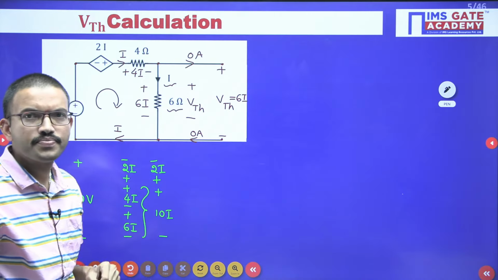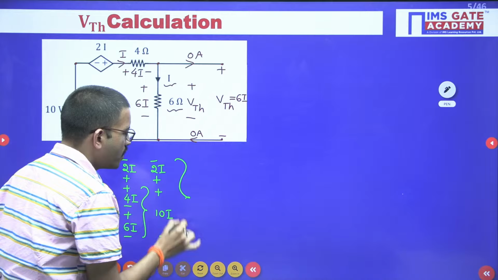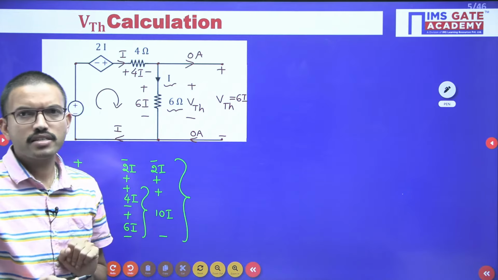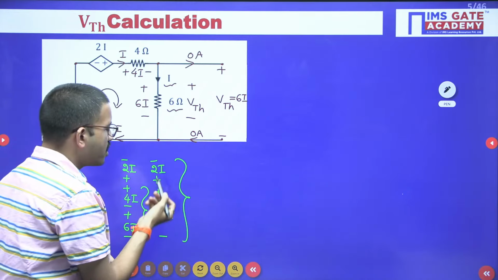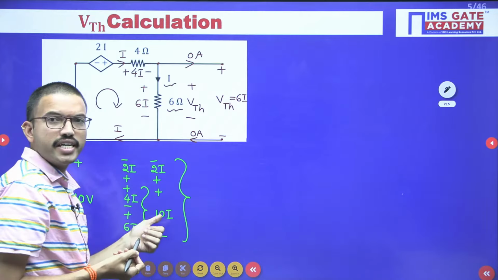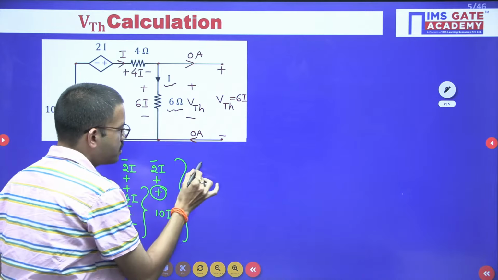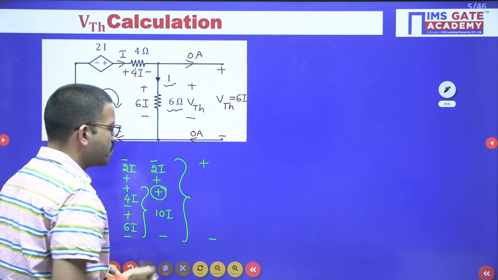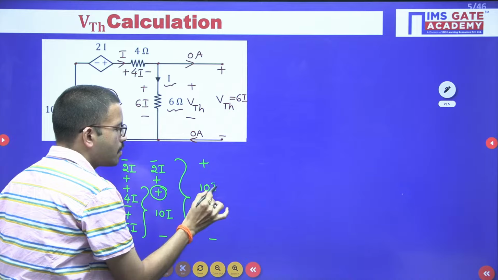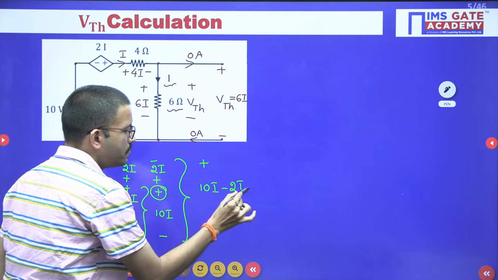Now what we have to do? Whenever polarities are opposite, we have to subtract. Okay, so here 2I is smaller, so we can subtract 2I from 10I. And we will give polarities of larger number. So that means overall polarities you are going to get plus minus. So 10I minus 2I, which is nothing but 8I.